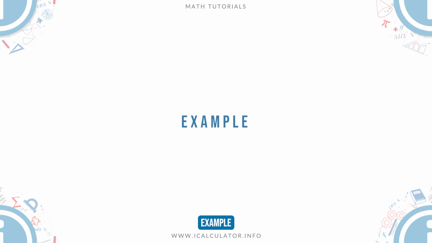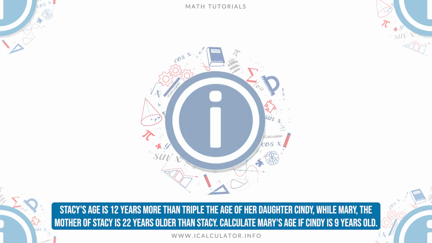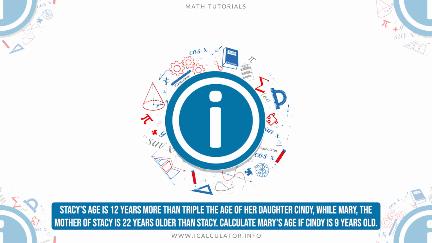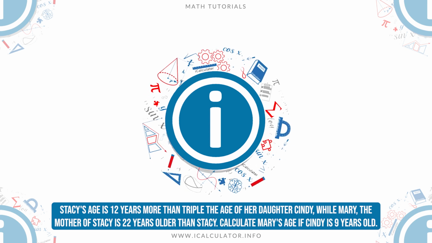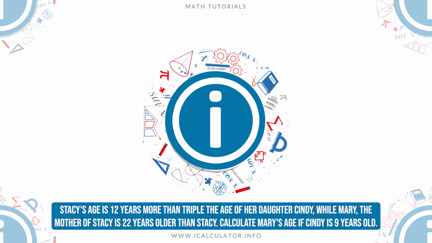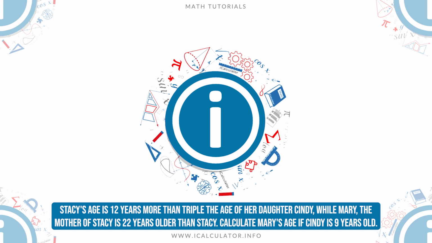Example. Stacy's age is 12 years more than triple the age of her daughter Cindy, while Mary, the mother of Stacy, is 22 years older than Stacy. Calculate Mary's age if Cindy is 9 years old.